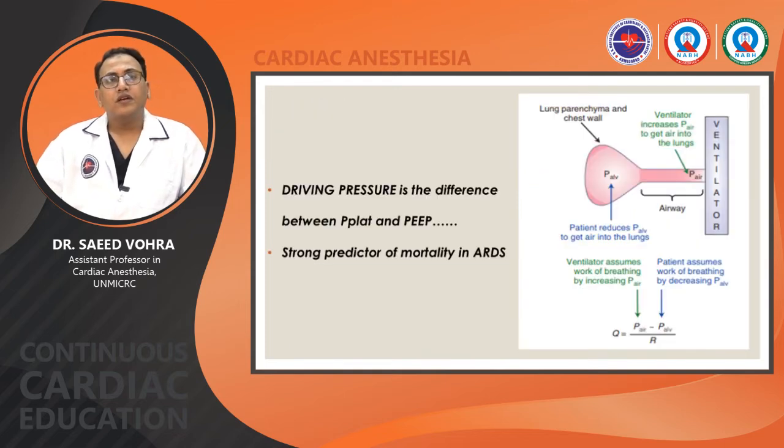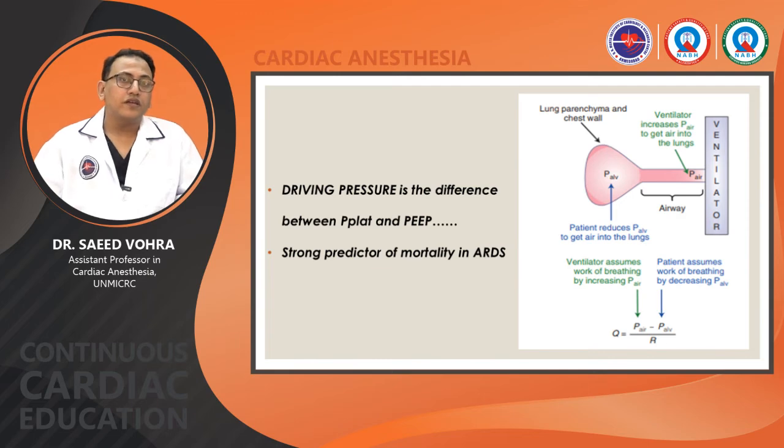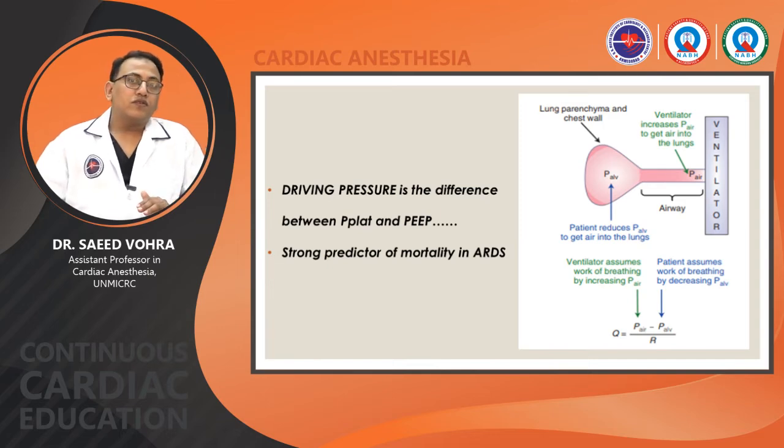Now driving pressure is the difference between the plateau pressure and the PEEP, and as we all know, it is a very strong predictor for mortality in ARDS. So the ventilator assumes the work of breathing by increasing the proximal airway pressure, and the patient assumes the work of breathing by decreasing the alveolar pressure.